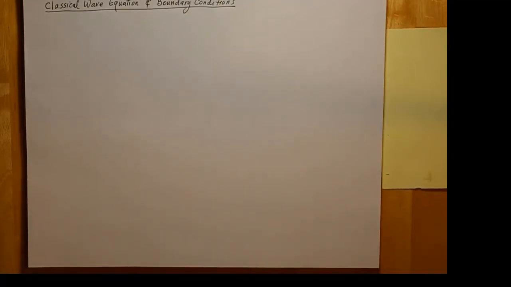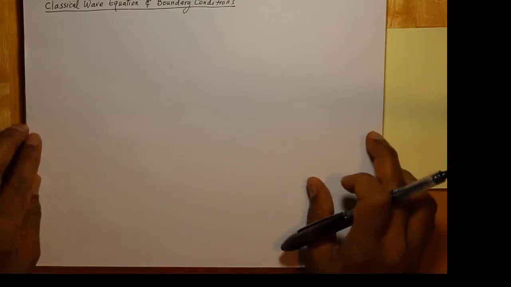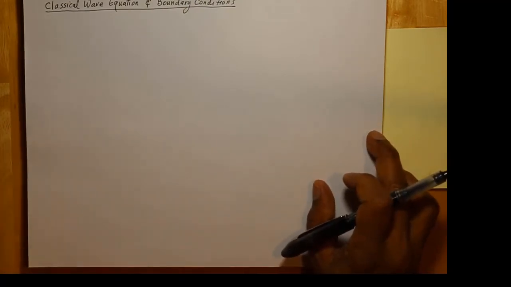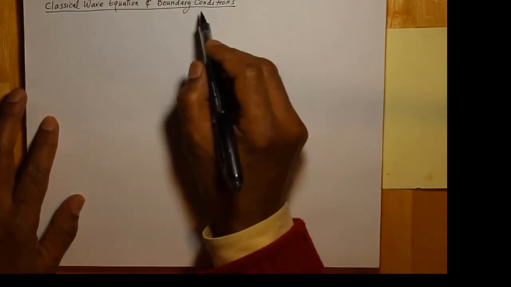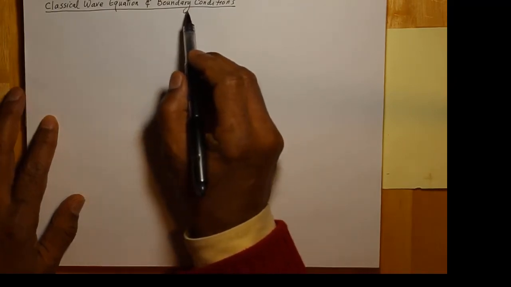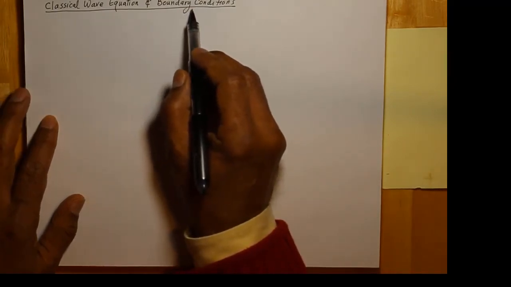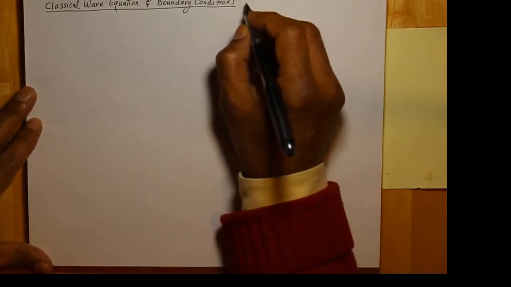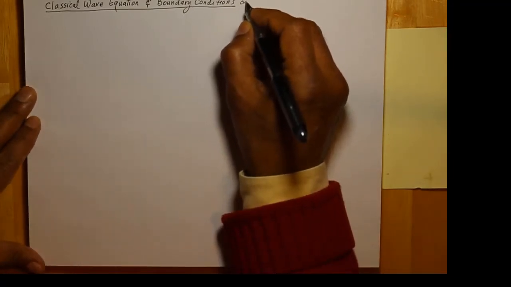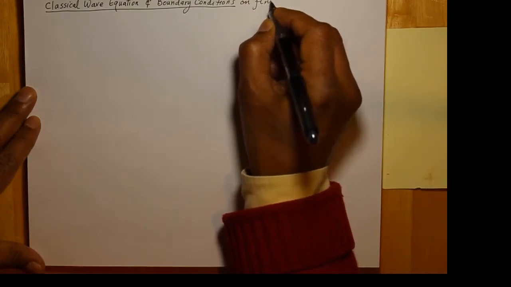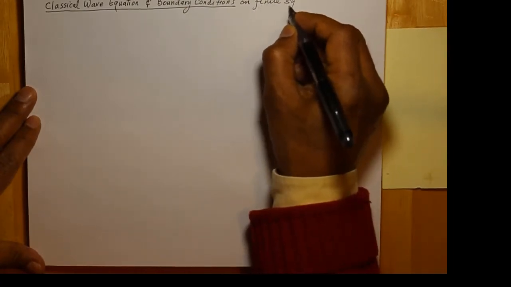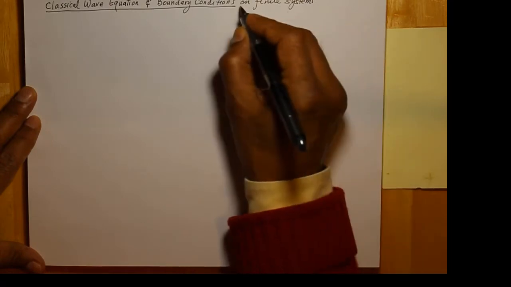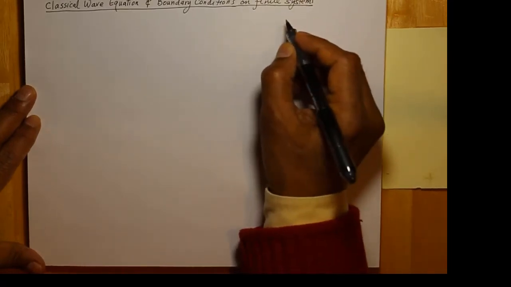Hello, today we want to wrap up our discussion on the classical wave equation and talk about different boundary conditions for finite systems. This is where we get standing waves.